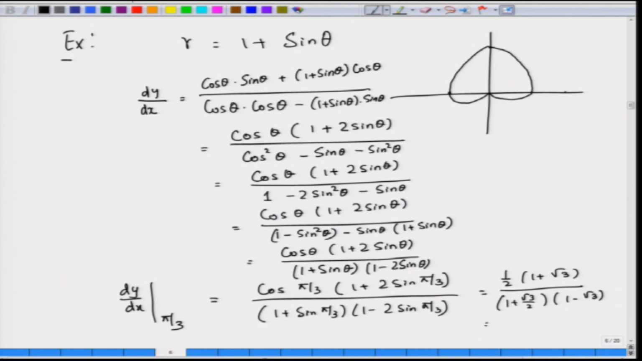So, the half gets cancelled. We get 1 plus square root of 3, divided by 2 plus root 3 times 1 minus root 3. This is equal to 2 minus 2 root 3 plus root 3 plus 2, and if you simplify, this is going to be minus 1. So, the slope at pi by 3 is equal to -1, and we will continue finding the slope at various other points for this particular example in the next lecture. Thank you.